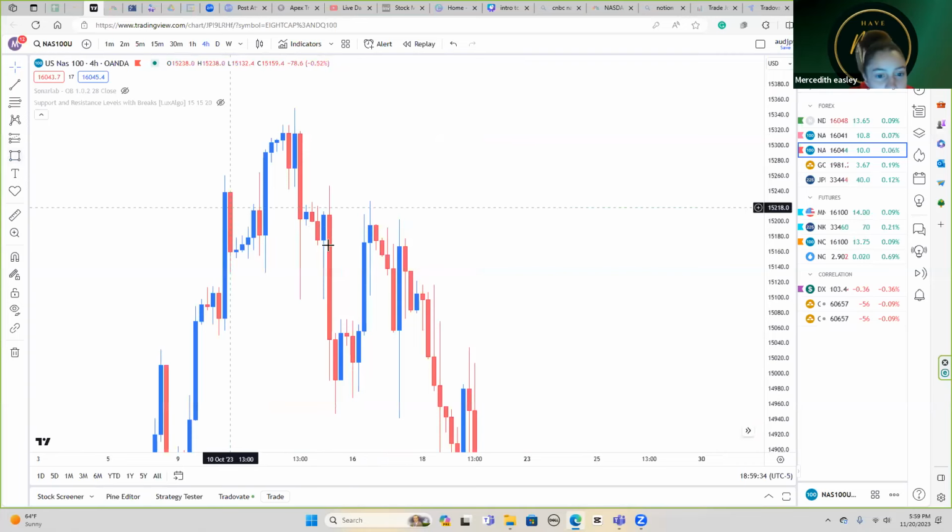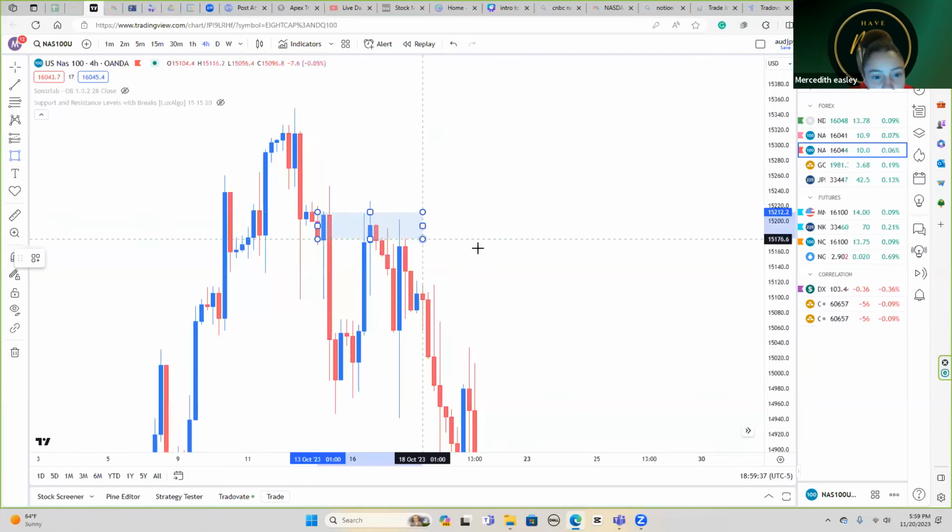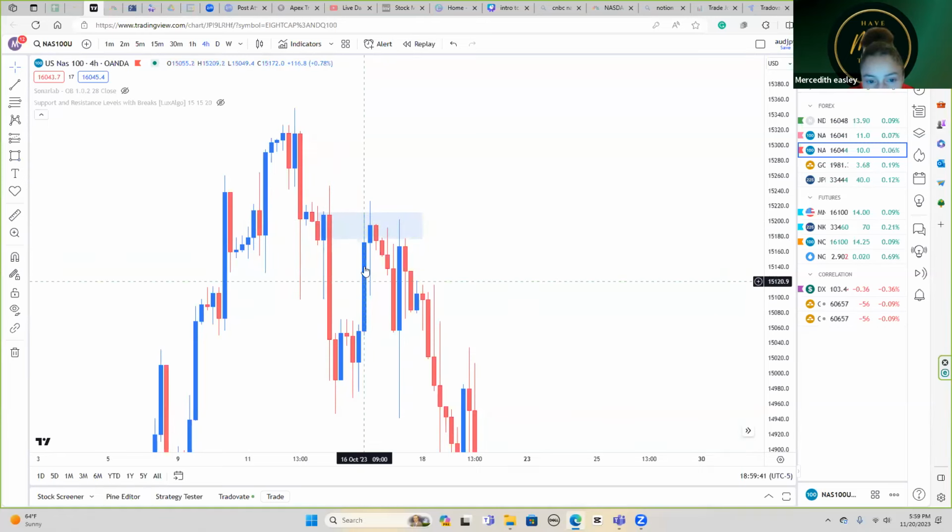Let's do a bearish one. Here you have the last up candle before this down move. Wait for price to trade into it to sell off of.